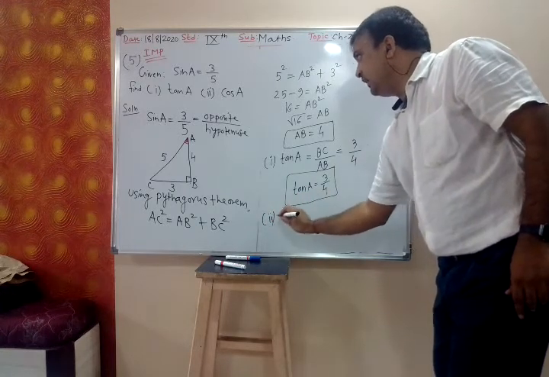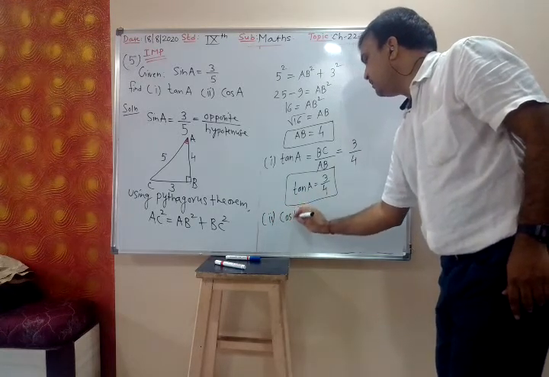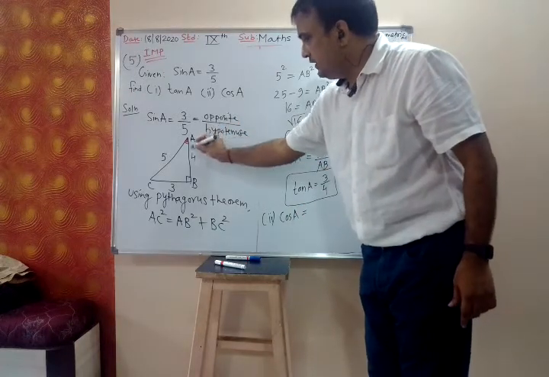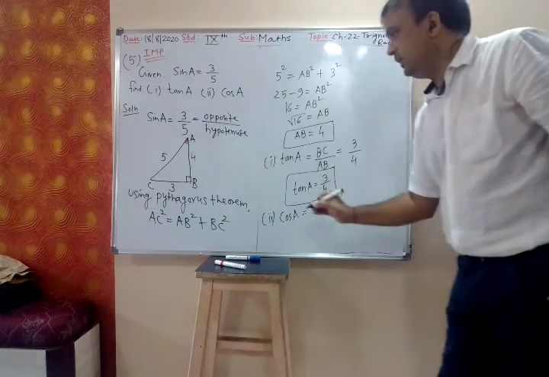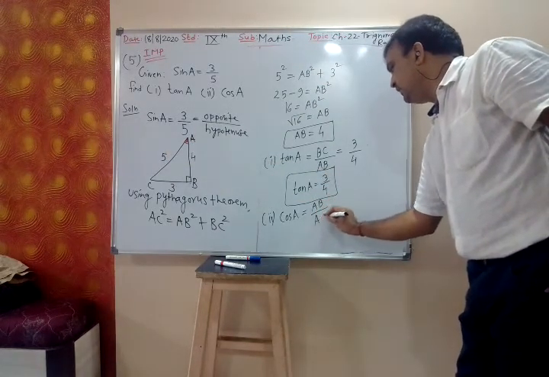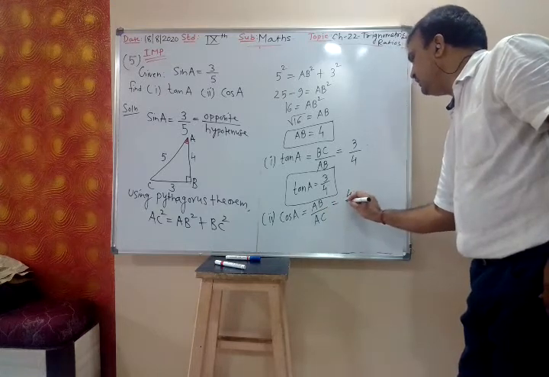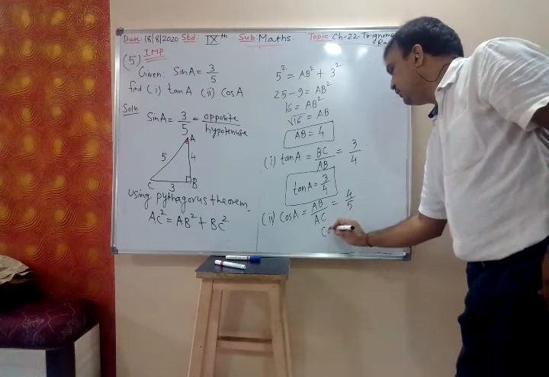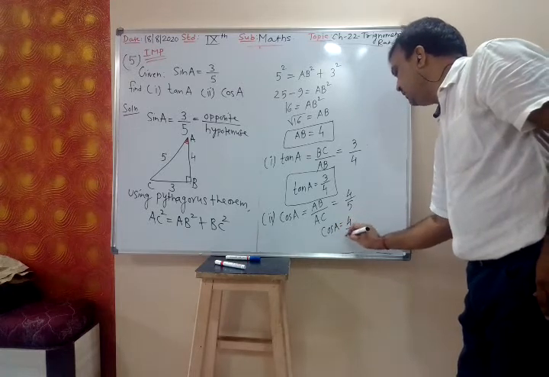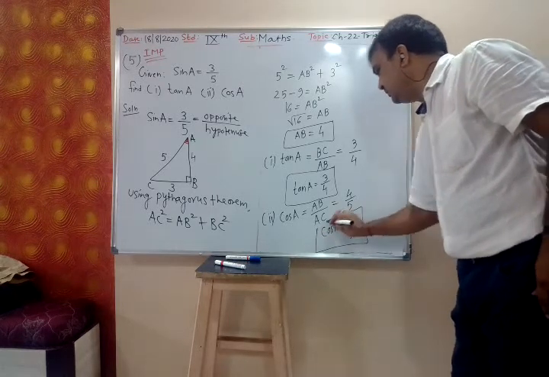Now second, find cos A. Cos A is adjacent upon hypotenuse, so AB upon AC. AB is 4, AC is 5. So cos A is 4 upon 5. I will advise you, you must draw the diagram and then solve the problem.